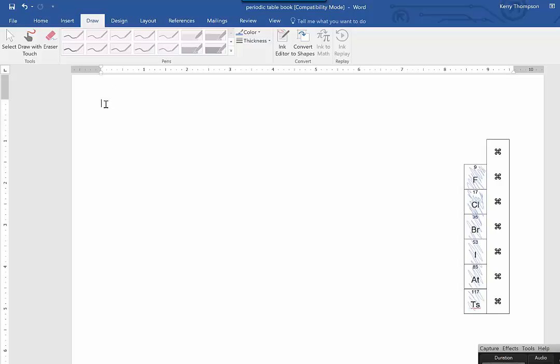This column is called Group 7A. So right above your F here for fluorine, you can write 7A as the label for your group. Group 7A, they are also nonmetals. They are a group called the halogens.